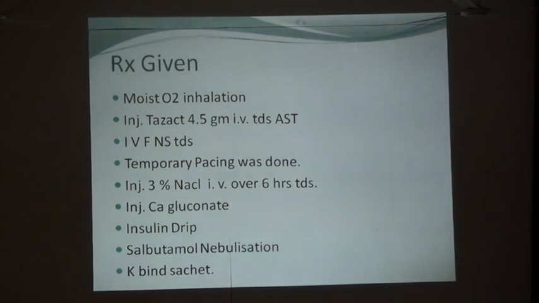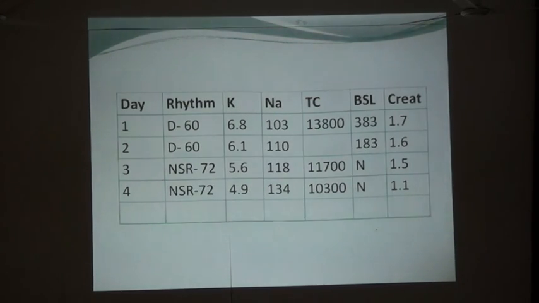Then, in the meanwhile, the reports were found to be hyponatremic. Then the patient was put on 3% NaCl, given over 6 hours thrice a day. Hyperkalemia treatment we'll discuss later. Injection calcium gluconate was given, insulin drip, salbutamol nebulization, and Kayexalate.